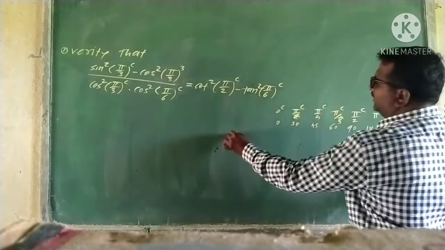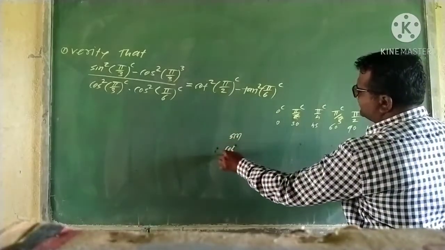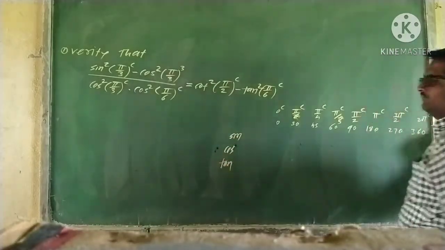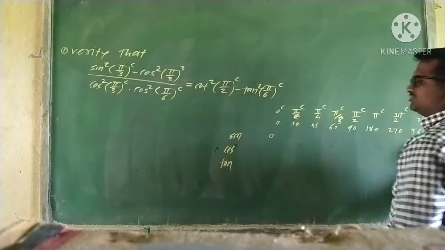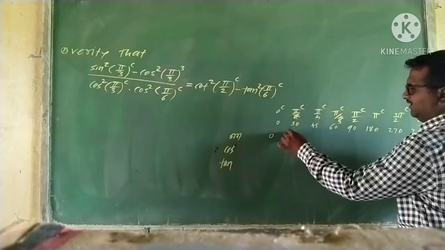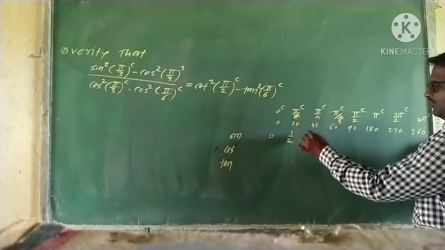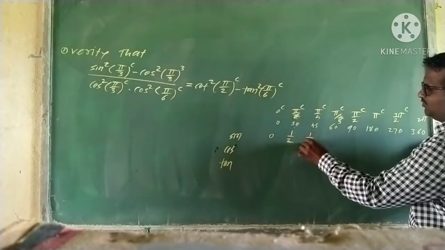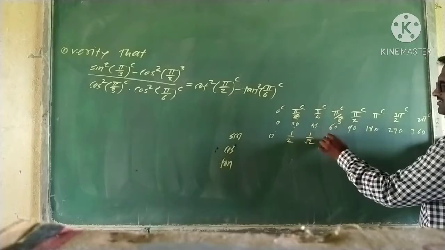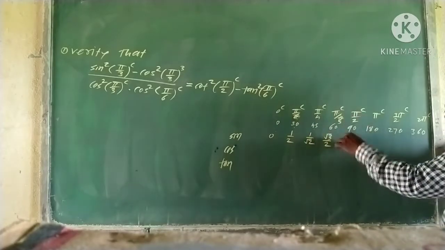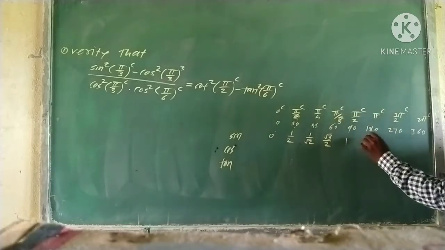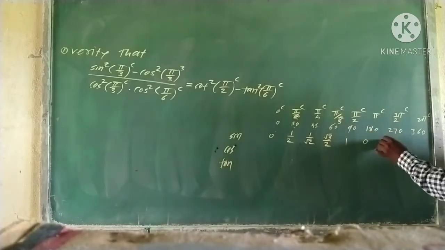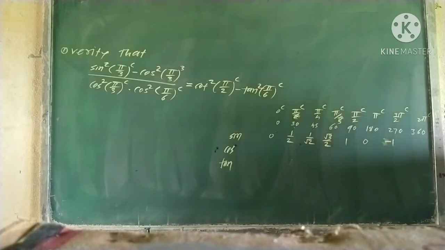Now here we know the values of sine, cos and tan. Sine of 0 is equal to 0, sine of 30 is 1 upon 2, sine of 45 is 1 upon square root 2, sine of 60 is square root 3 divided by 2, sine of 90 is 1, sine of 180 is 0, sine of 270 is equal to minus 1, and sine of 360 is 0.